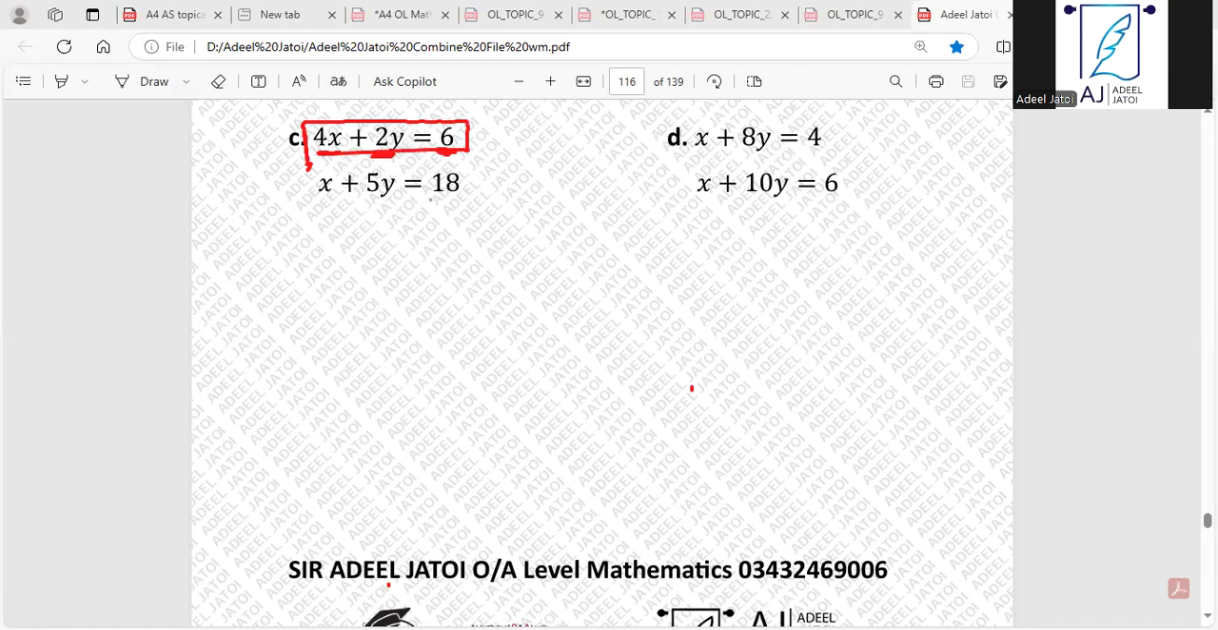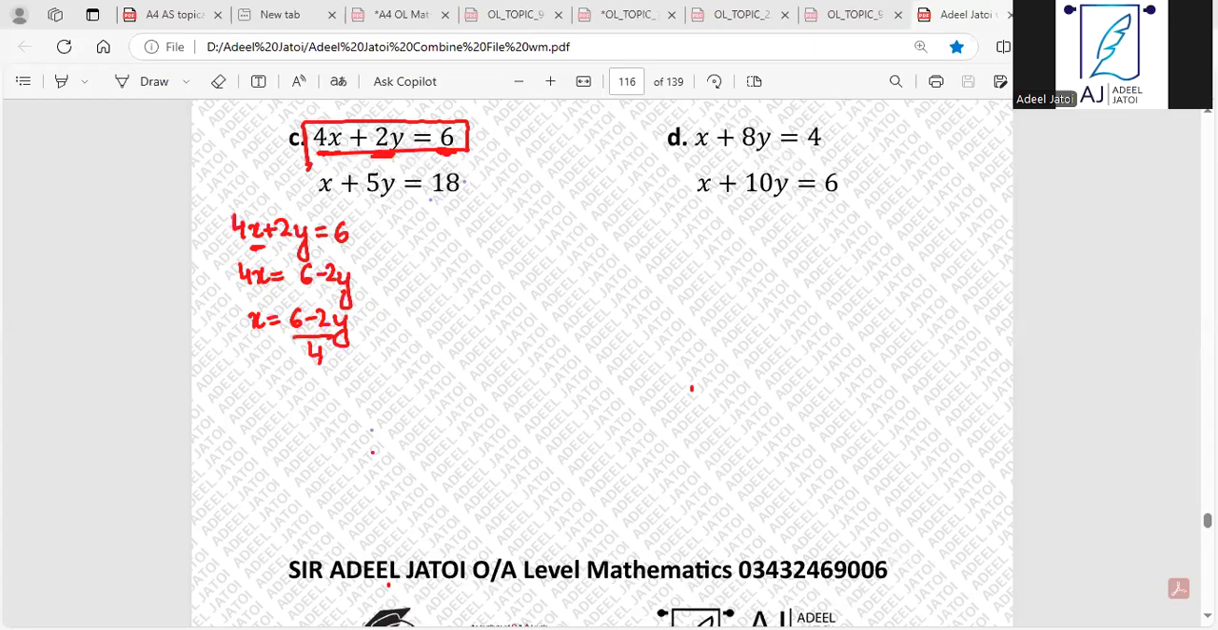So what you need to do is pick the first equation, that is 4x plus 2y equal to 6. And what we can do is make x the subject. So if we want to make x the subject, that means 4x is equal to 6, and plus 2y will go on the other side, minus 2y. So x is 6 minus 2y upon 4.